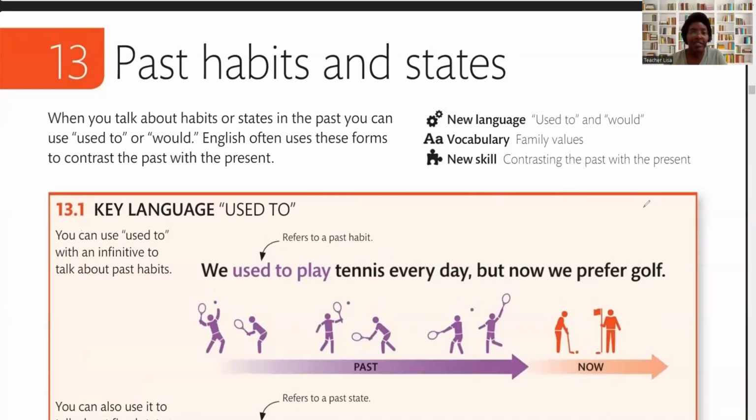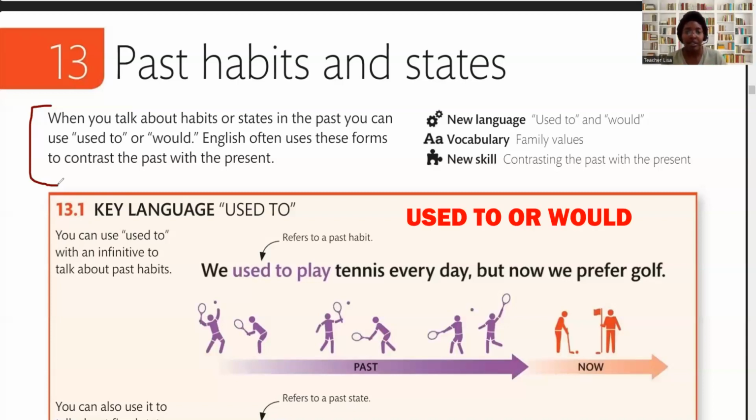So, past habits and states. Let's look at the introductory paragraph. I'll read it here. When you talk about habits or states in the past, you can use "used to" or "would". English often uses these forms to contrast the past with the present. So let's look at the example sentence using "used to". We used to play tennis every day, but now we prefer golf.